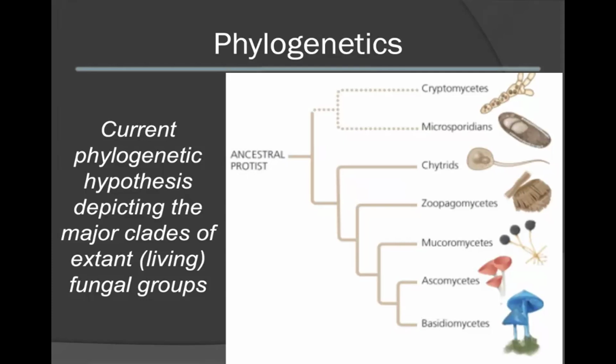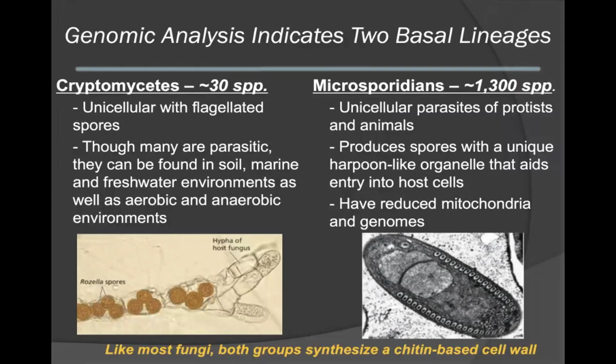This then led to the two basal lineages, the cryptomycetes and microsporidians. We then have the chytrids, zoopagomycetes, mucoromycetes, ascomycetes, and basidiomycetes. Current genomic analysis indicates that there are two basal lineages of fungi, the cryptomycetes and microsporidians. Both are considered to be unicellular.